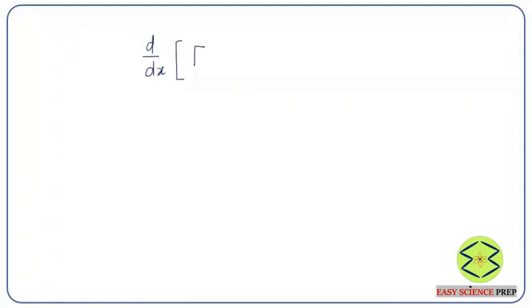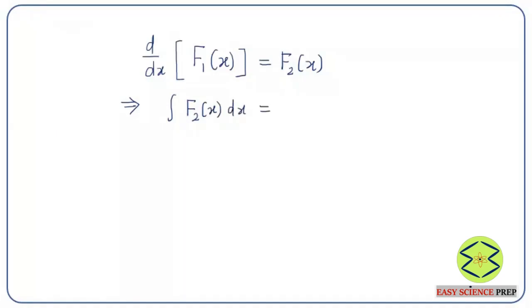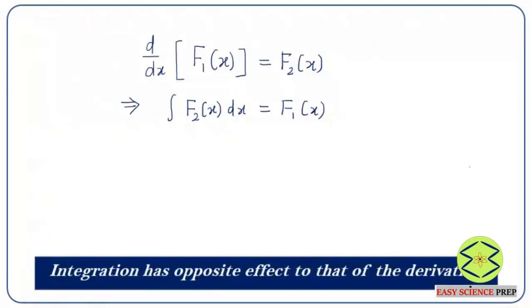I can perform various operations similarly, like the derivative of a function f1(x) gives you f2(x). So it means if I find the integration of f2(x), I should get f1(x). That means the integration of f2(x) dx will give you f1(x). So this is very important. I can say that derivatives and integration both have opposite effects. So integration has the opposite effect to that of the derivative.